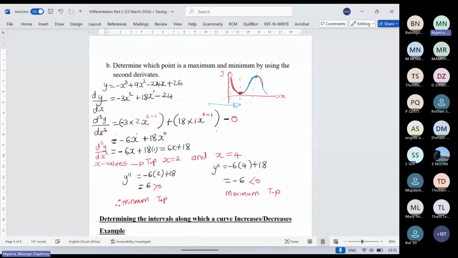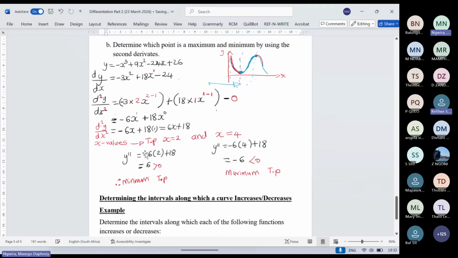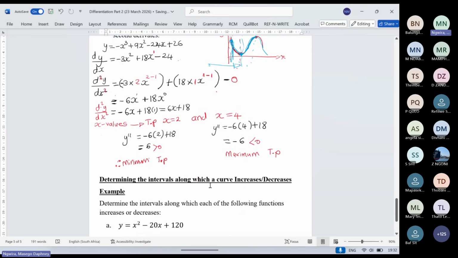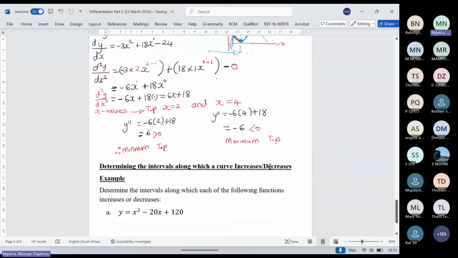You start moving from here to here. When the line goes down, it means it's decreasing. When it starts going up, it's increasing. So from here to here, it's decreasing. From there to there, it's increasing. So here they're looking for the interval. We are looking for these two points, where your graph is decreasing, and then where does it start increasing? That's what we mean here by saying intervals along which a curve increases or decreases.